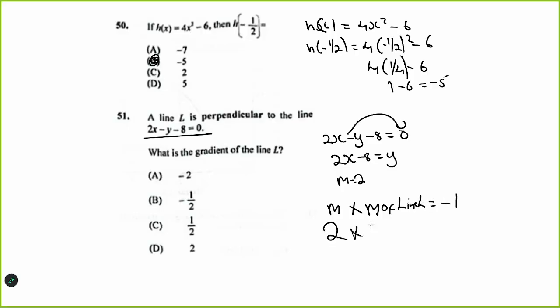So this is 2 multiplied by what will give you negative 1. That is, this box is going to be negative 1 over 2. So the answer is B. Right, and that's how you would do that.